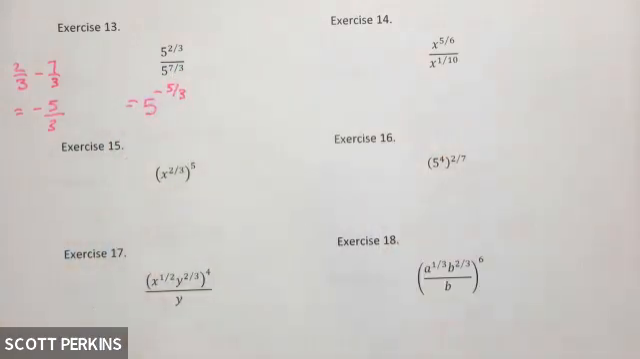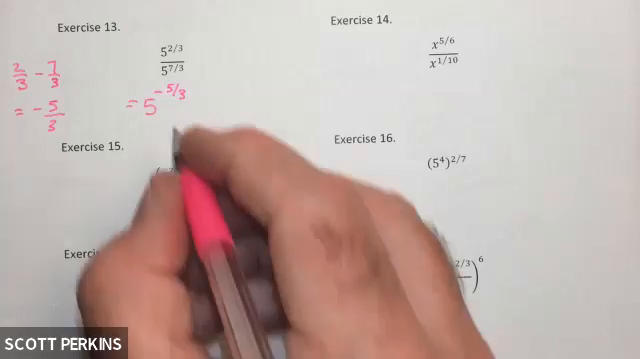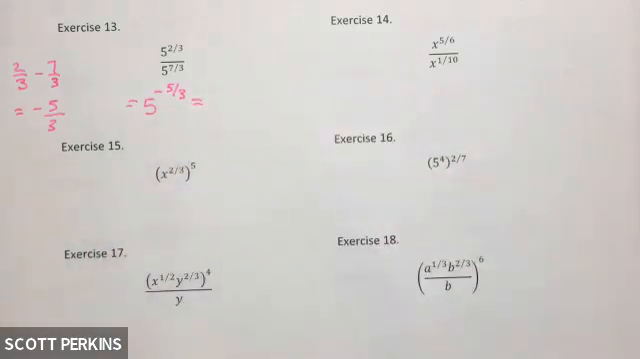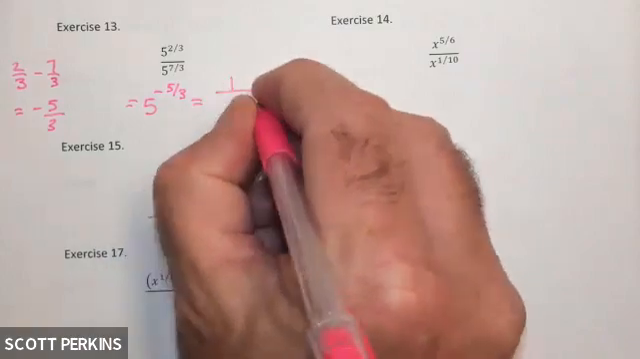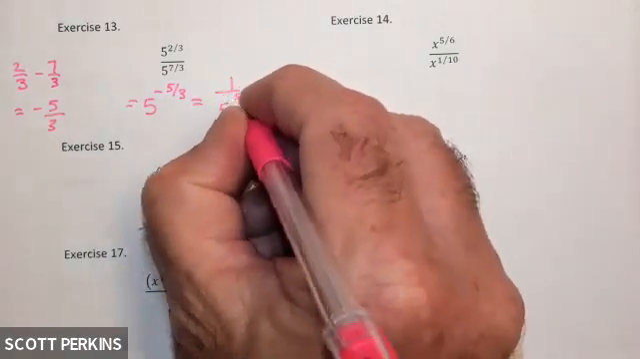But again, we don't leave negative exponents unresolved. We're going to resolve that. So that negative means the base is in the wrong place. So I have 1/5 to the 5/3 power.